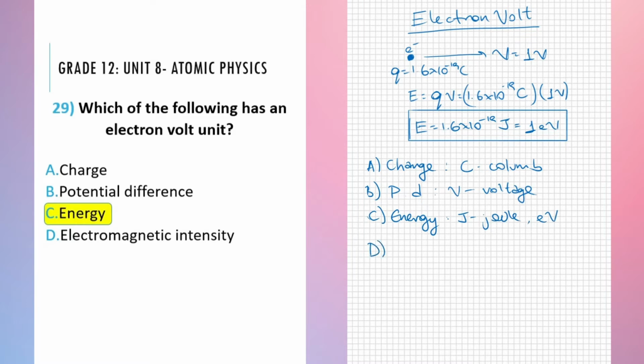The last choice, choice D, electromagnetic intensity, is measured by an interesting unit known as watt over meter squared. So watt over meter squared is how you represent electromagnetic intensity. But again, our correct answer is choice C. And that's it.